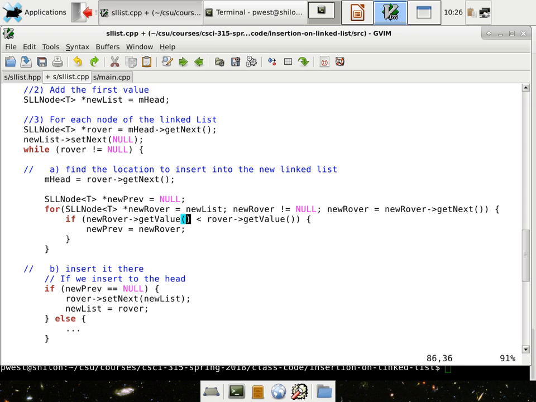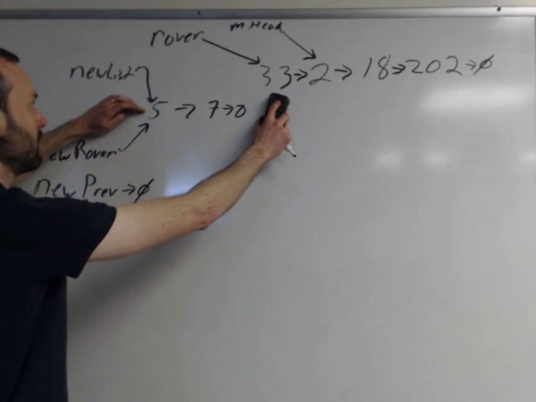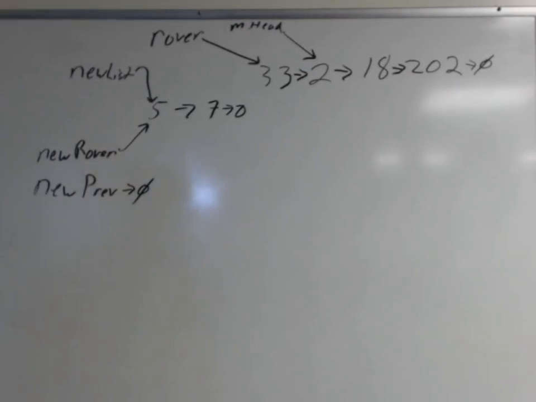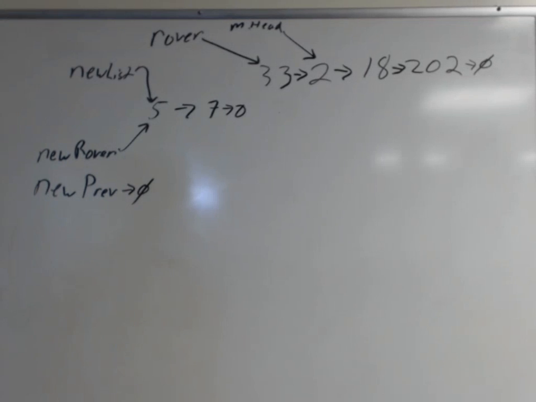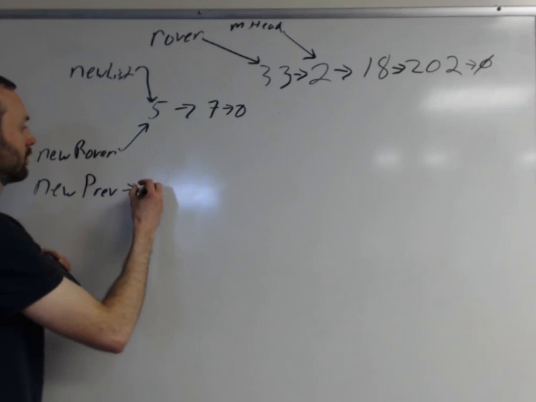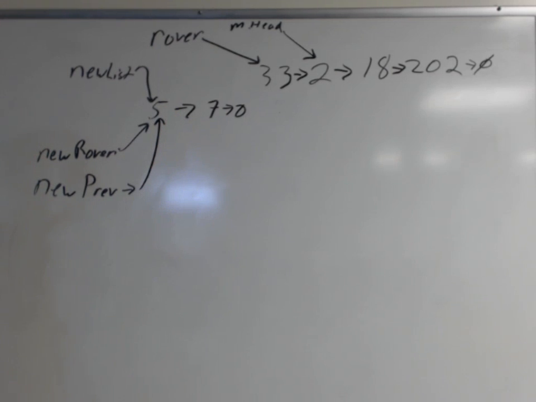If new rover's get value is less than rover's get value, is that correct? Yeah, so what are we going to do inside this if statement? Update new prev to be new rover. So then new prev is going to equal what new rover is pointing to. So it's equal to this 5. Okay. Now, what's next?